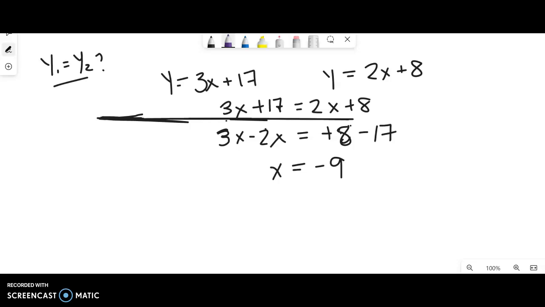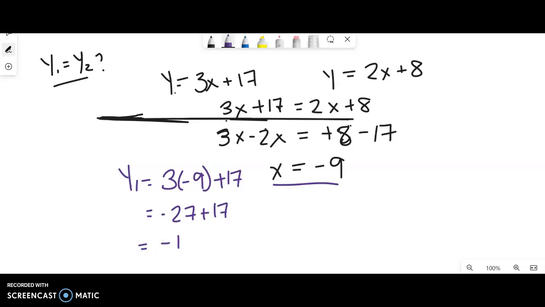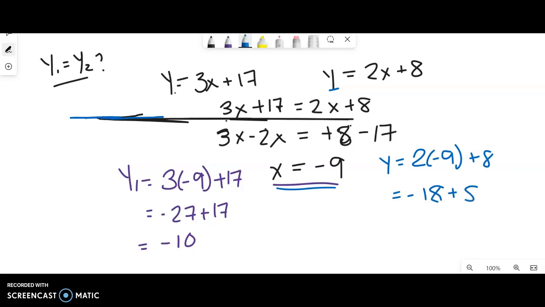You're just going to take the value that you've solved for x, negative 9, and plug it into each equation. So y1 is 3 times negative 9 plus 17. 3 times negative 9 is negative 27, plus 17 is negative 10. And you do the same thing, you take the value that you found for x and you plug it into the second y equation. Y equals negative 2 times negative 9 plus 8, 18 plus 8, negative 10.